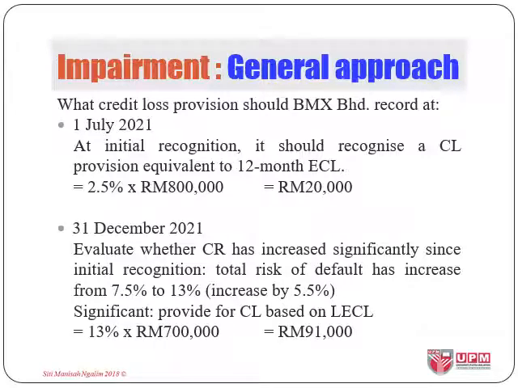Therefore, we simply multiply the probability of default of 13% with a discounted cash shortfall of 700,000 ringgit, and we end up with 91,000 ringgit of loss allowance.